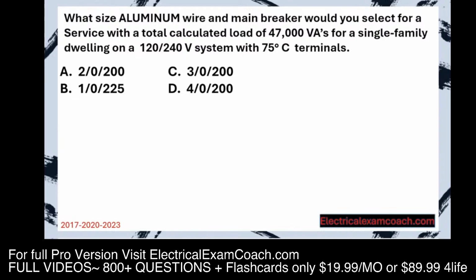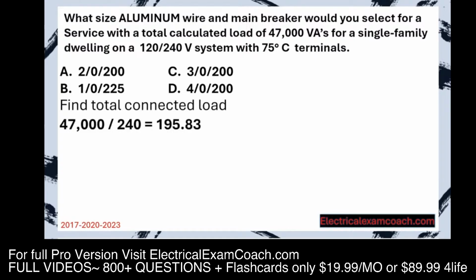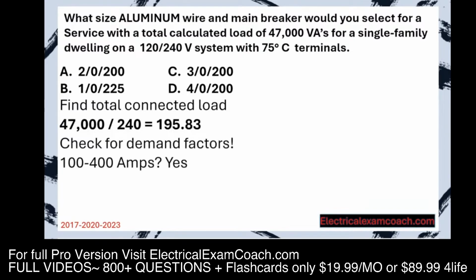What size aluminum wire and main breaker would you select for a service with a total calculated load of 47,000 VAs for a single family dwelling on a 120/240 volt system with 75 degree C terminals? Step 1, we're going to find our total connected load. In this case, they've given it to us, and we're just going to divide, just like we did before. Now, we check for demand factors. Is this in between 1 and 400 amps? Yes. Is this on a single family dwelling or the individual unit of like an apartment? Yes. So, the 83% rule does apply.